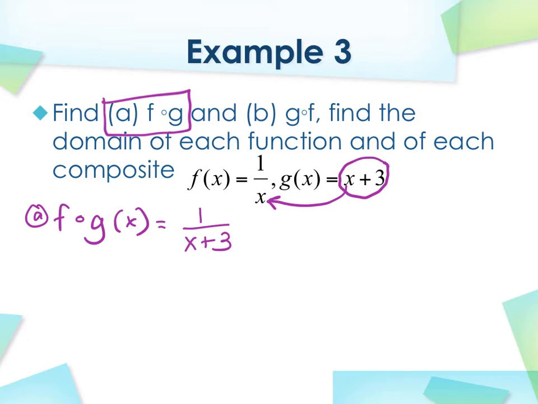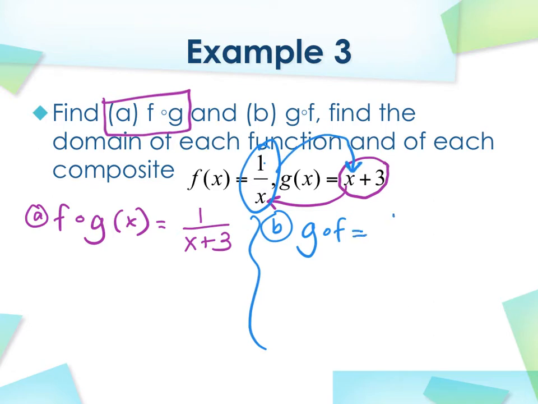So I'm taking the 1 on the right, plugging it into the 1 on the left. This time I don't have values, so the variables are going to stay there. The second one, B, says find g of f. Now I'm taking f of x and plugging it into g of x. So this would be 1 over x plus 3. You with me so far?